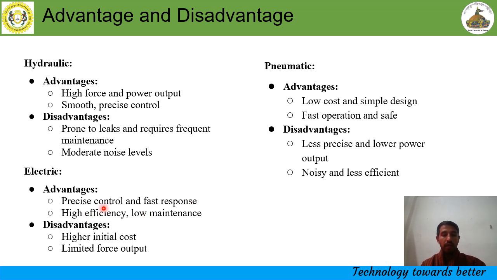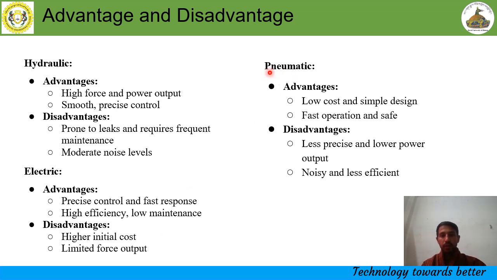And high efficiency. As I mentioned, a stepper motor has a very fast response, and it has high efficiency too, and low maintenance. It requires less maintenance. And disadvantages: a higher initial cost. For the installation, it costs a very high cost. And little force output. The force produced through this actuator will be very little, and it may not be appropriate to use for heavy systems.